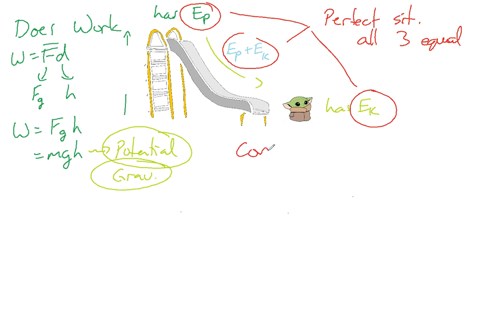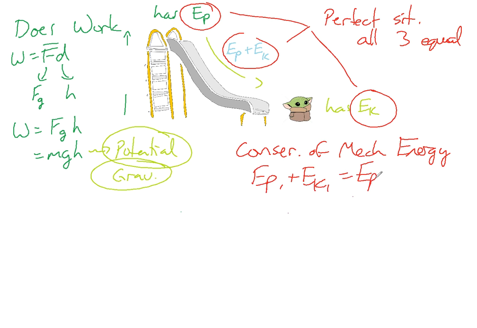So we have what's called the conservation of mechanical energy. And it's a really simple idea. Basically, your potential and kinetic at one place is going to be equal to the potential and kinetic at another place. So you'll often see something like, potential energy 1 plus kinetic energy 1 is equal to potential energy 2 plus kinetic energy 2. So basically, the sum of the two energies at any two locations should be the same. It's often referred to as the conservation of mechanical energy.